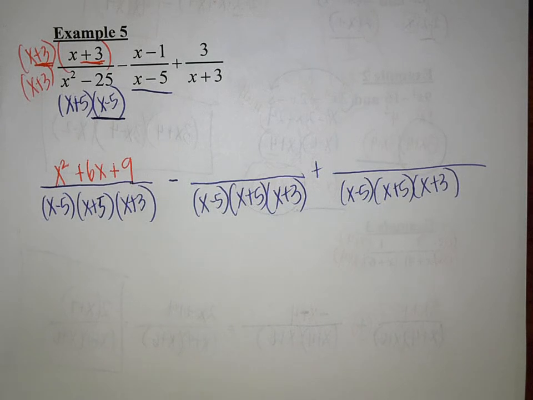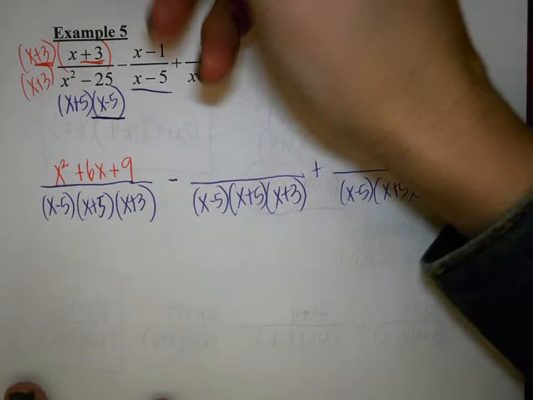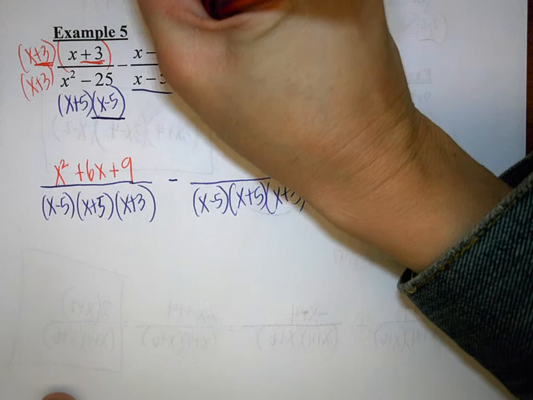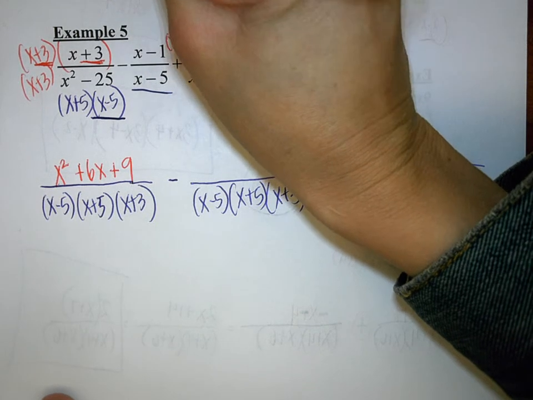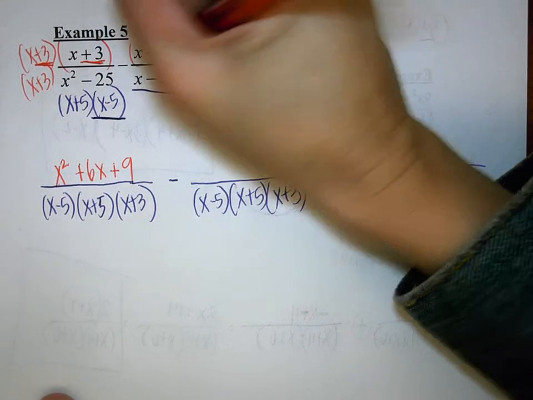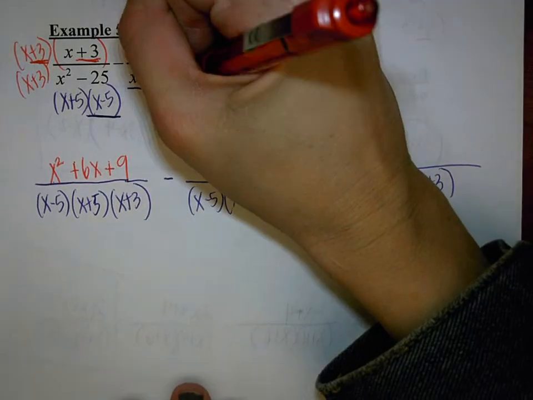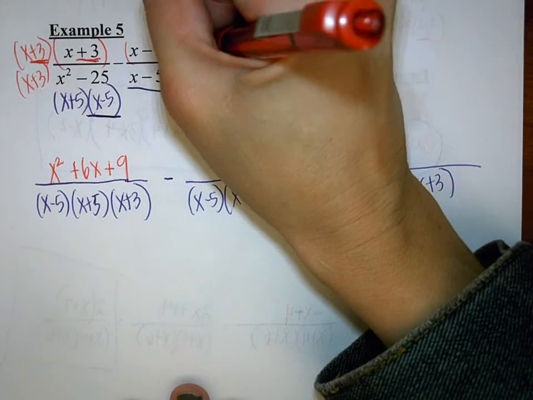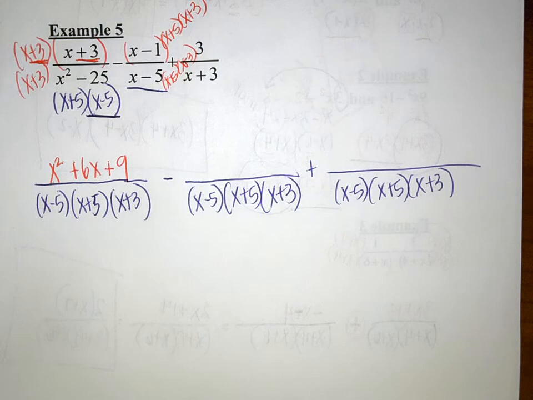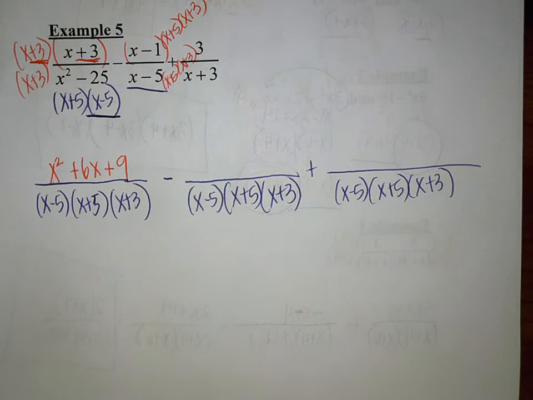Okay. Now, the second fraction. What am I needing to multiply the top and the bottom by? Very good. X plus 5 and x plus 3. And we have our x minus 1. So how do you end up multiplying? You do 2 together, get the answer, and then you'll have to multiply it by 1 more.